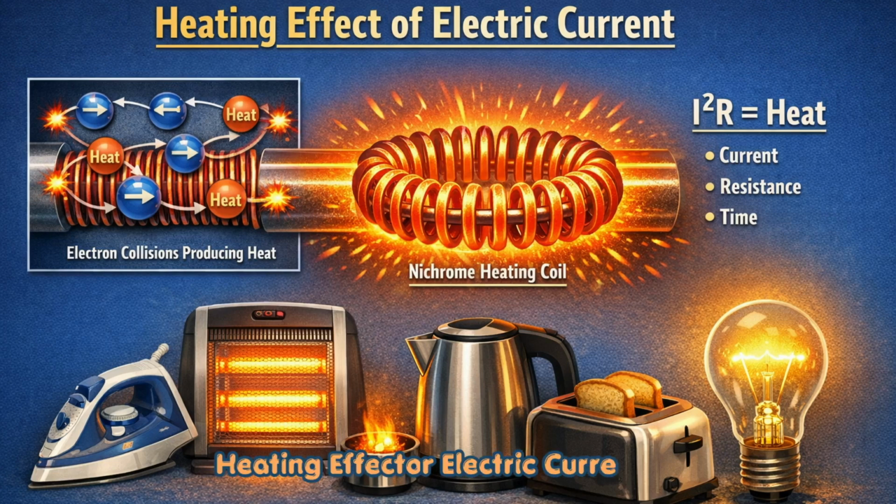Heating effect of electric current. The heating effect of electric current occurs when a conductor warms up as current passes through it due to resistance, which converts electrical energy into heat. Collisions between electrons and atoms produce this heat. Heating elements, often made of nichrome, are coiled to increase resistance and efficiency. The heat produced depends on current, resistance, time, and wire properties. This effect is widely used in appliances like electric irons, heaters, kettles, toasters, and bulbs for everyday heating purposes.